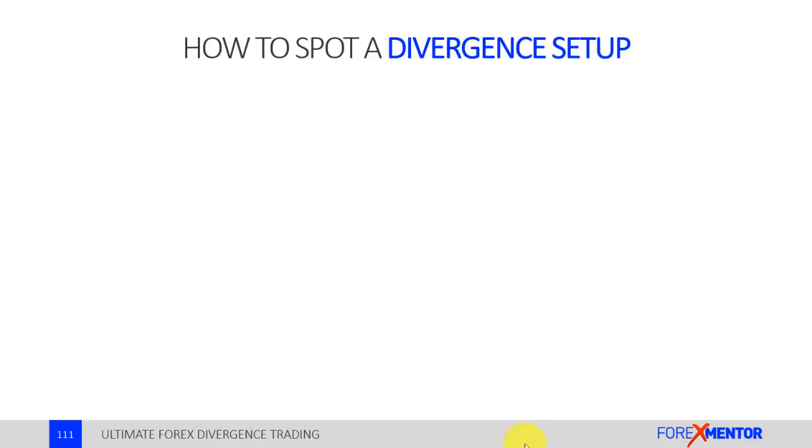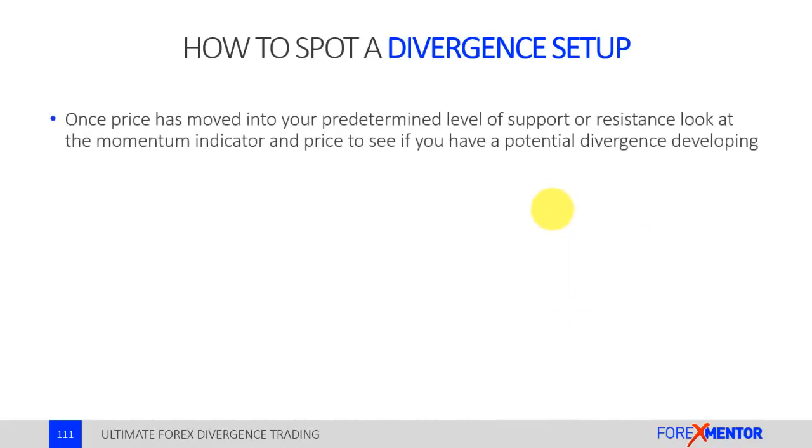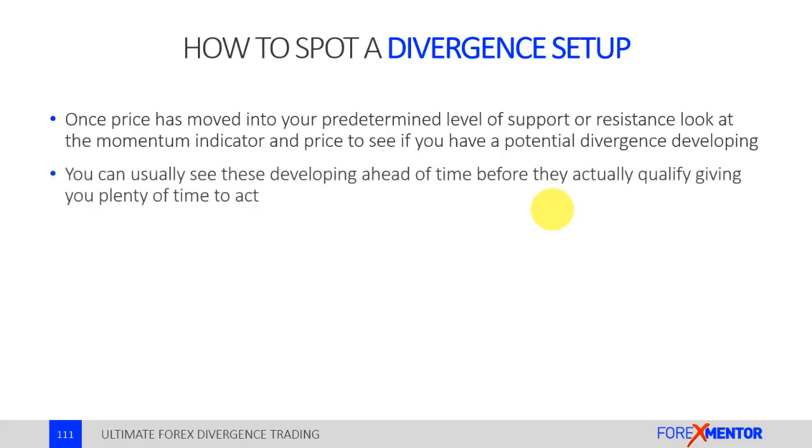Now that we know how to prepare our day, let's talk about how to spot a divergence setup. Once price has moved into your predetermined level of support and resistance, look at the momentum indicator and price to see if you have a potential divergence developing. You can usually see these developing ahead of time before they actually qualify, giving you plenty of time to act.